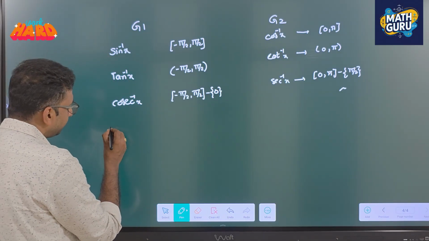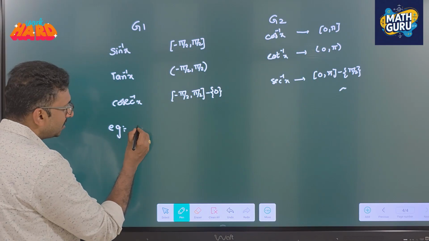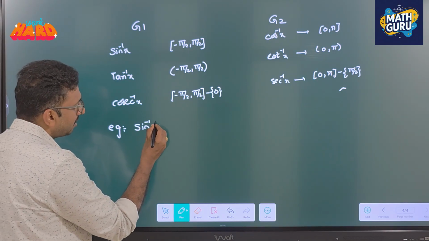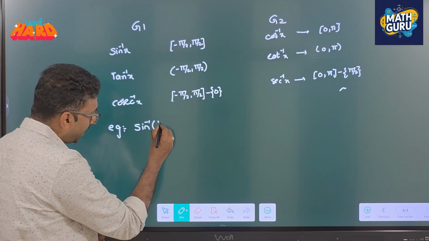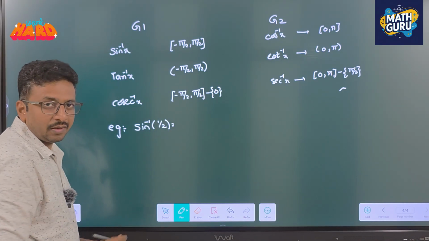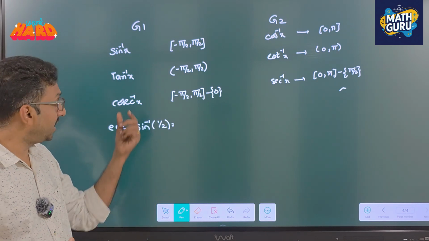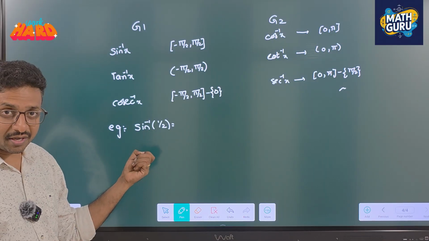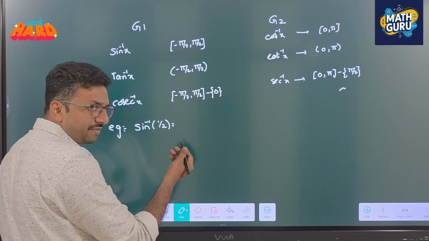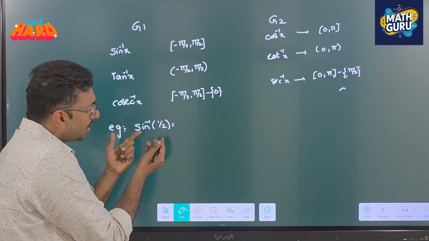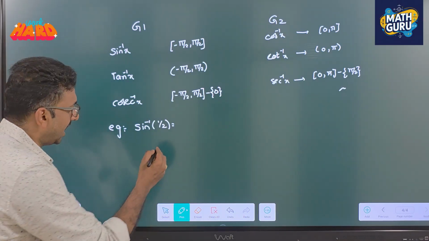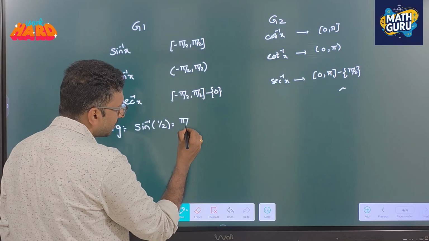For example, let us take sine inverse of 1 by 2. 1 by 2 is going inside sine inverse. It's a group 1 inverse trigonometric function, so the answer will be in the first quadrant. The question is, for what angle is sine half? The answer is pi by 6.